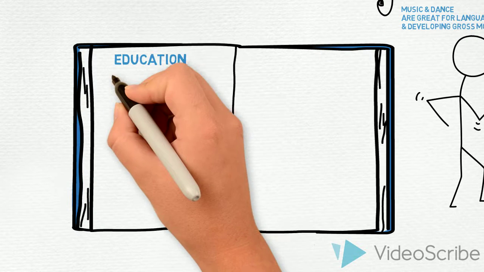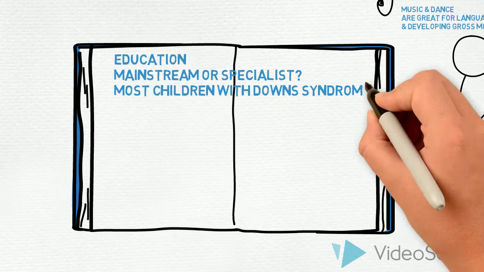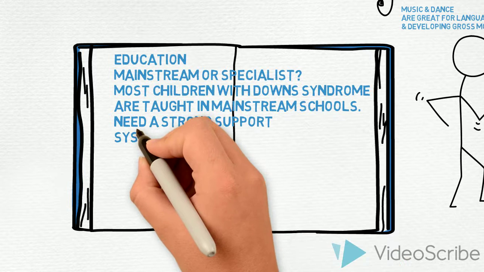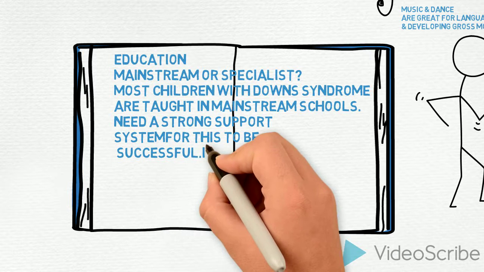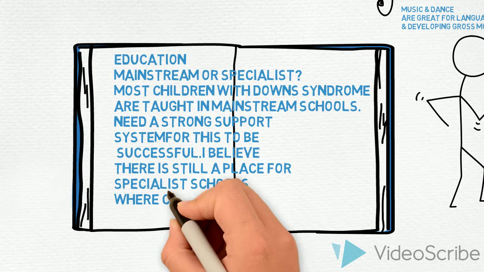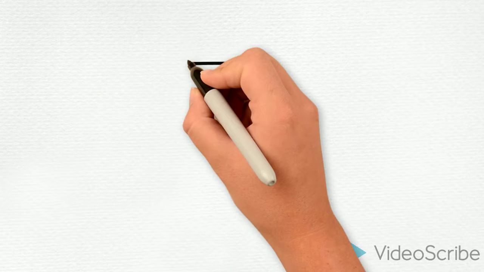Education. Mainstream or specialist. Most children with Down syndrome are taught in mainstream schools. This needs to have a strong support system to be successful. I believe there's still a place for specialist schools where children have severe emotional needs that mainstream schooling cannot meet.